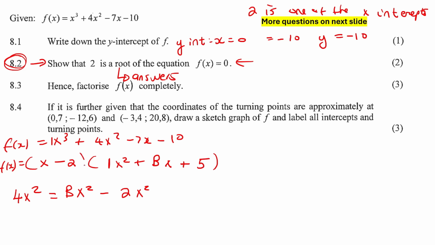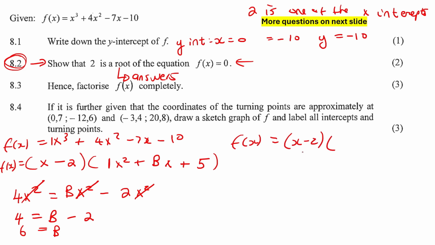Okay, so now we can go solve this equation. We can cancel all of the x squares now. And so we end up with 4 equals b minus 2. And so b would be equal to 6. So now I can say that f of x is equal to x minus 2. And then the a value, I have made videos on this technique before, okay? Plus 5. Now I can go factorize this one. And that would factorize as x plus 5 and x plus 1.